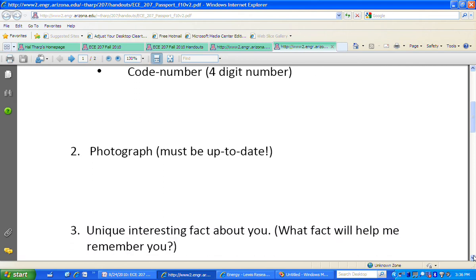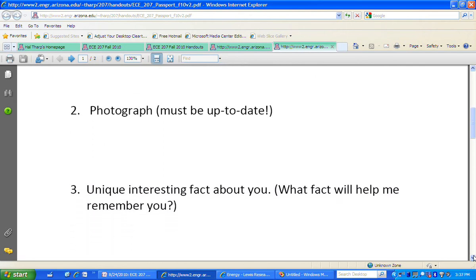Provide a photograph, not your baby picture. I want to know what you look like now. I told an earlier class that I don't yet have the software to do the age progression, like on a milk carton, where you would be there as a 5-year-old and then they age progress you until you're 20 or whatever age you are now.